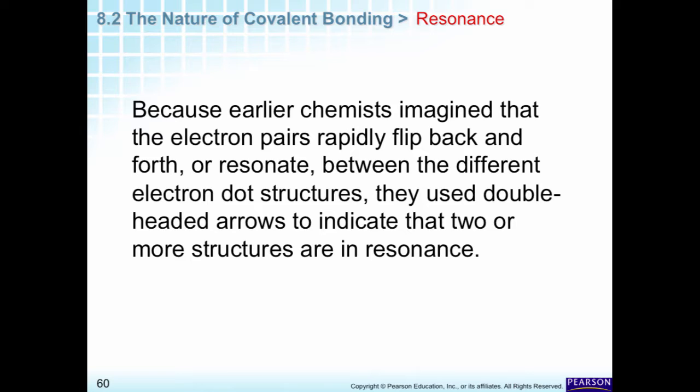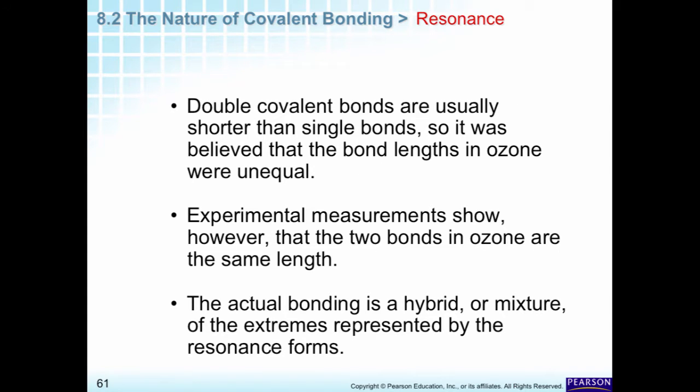So as I said, we used to think they flip back and forth to resonate, but we actually use double-headed arrows to show that. What's really probably happening is it's like a bond and a half, because of the way the electrons go around the atoms. As far as size goes, double covalent bonds are usually shorter, so they're tighter. We thought the bond lengths in ozone were unequal, but we've shown through experiment that they are equal. So in actuality, the bonding is a hybrid of these two extremes, and so I sometimes call it a bond and a half rather than a double bond, but there's no such thing as a bond and a half. It's just a way of thinking about it.